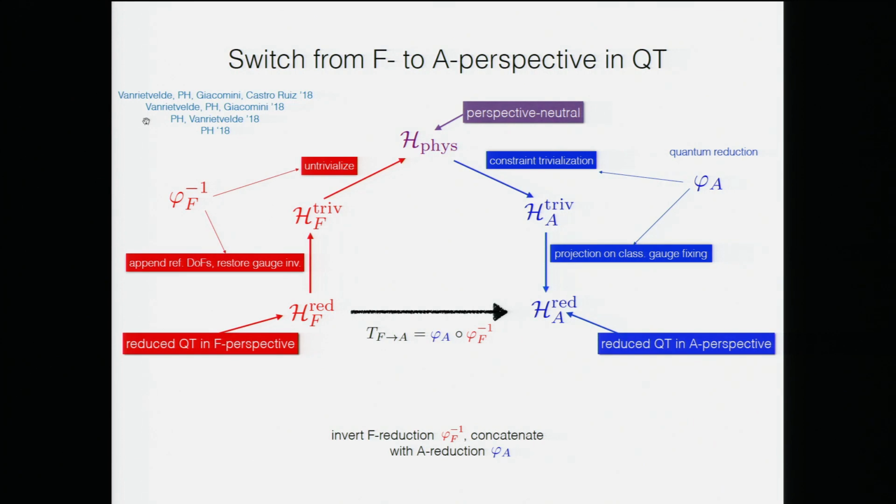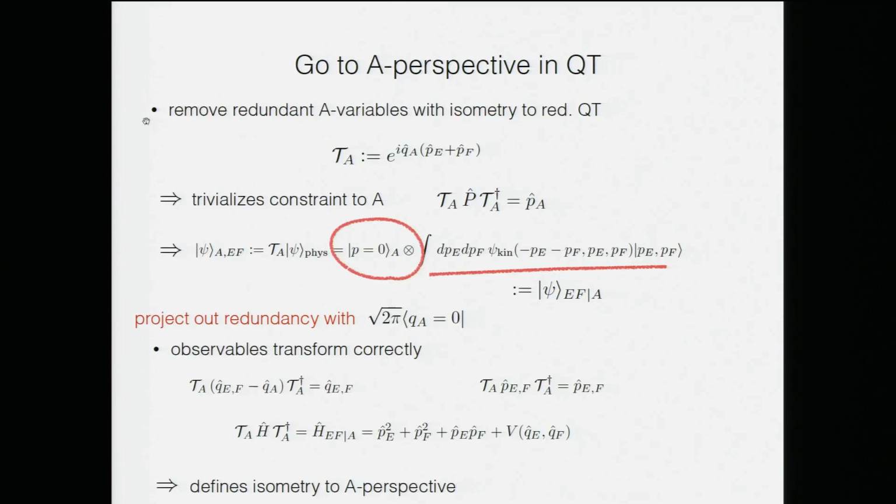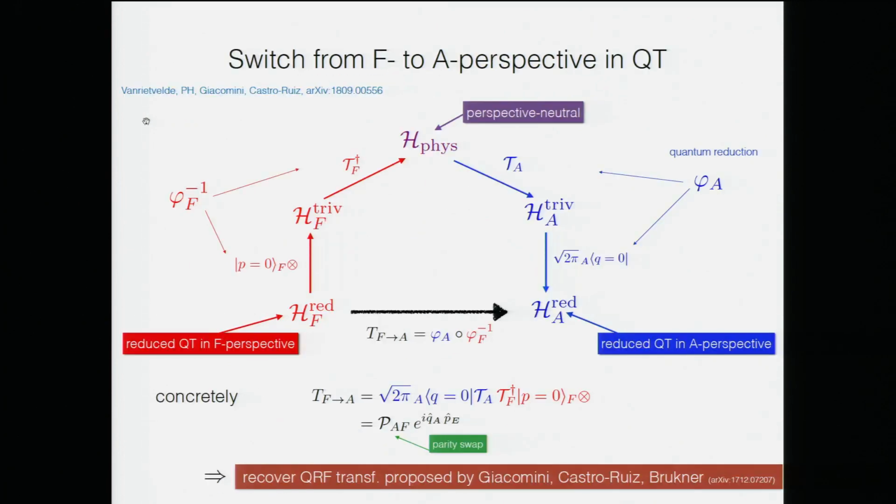The main point is that in this case, you can invert these maps. In that way, you can switch quantum perspectives by going from the reduced Hilbert space relative to F to that relative to A, by inverting the quantum reduction procedure, going via the perspective neutral Hilbert space, and then mapping forward. In this case, it's really simple for this model. It's the trivialization, and here's the projection on the gauge fixing.